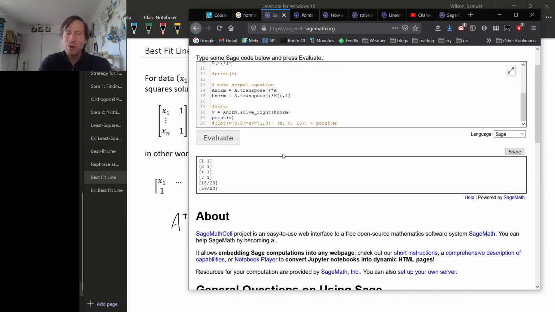So what we can do now is ask Sage to plot the points that we started with together with the best fit line itself. The first entry in v is the slope, and the second component is the y-intercept, so this is just slope times x plus y-intercept, and I'm going to plot this line for x values from 0 to 10.